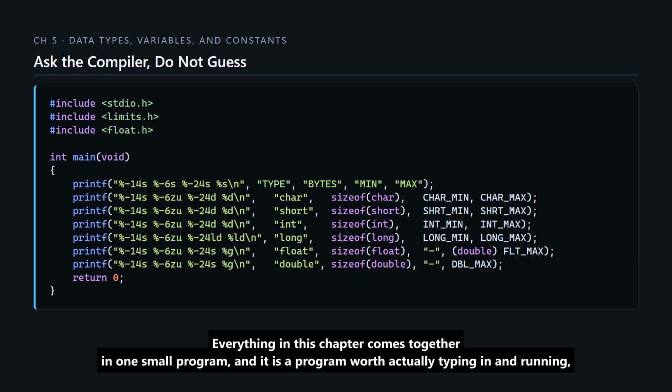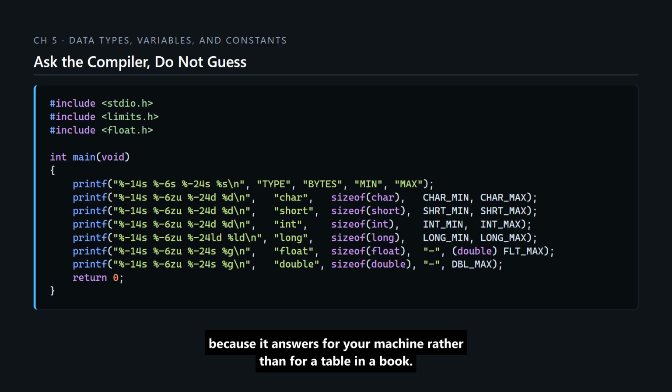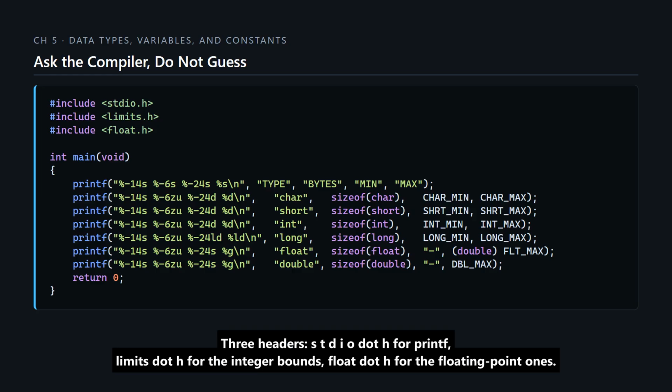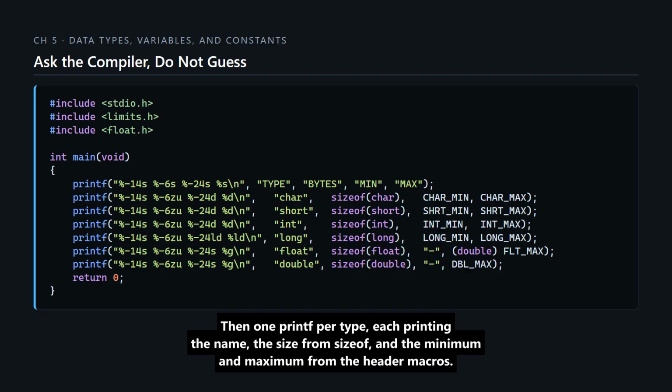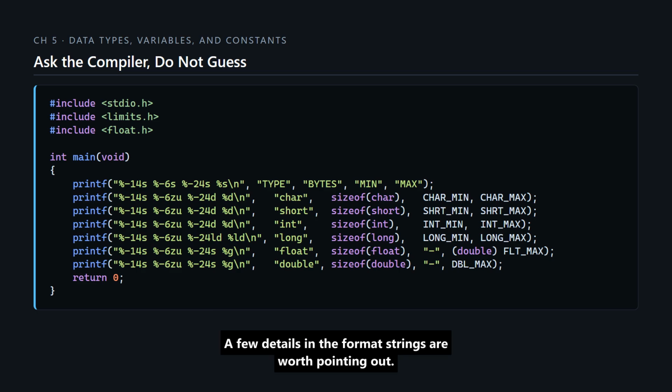Everything in this chapter comes together in one small program, and it is a program worth actually typing in and running, because it answers for your machine rather than for a table in a book. 3 headers: stdio.h for printf, limits.h for the integer bounds, float.h for the floating point ones. Then 1 printf per type, each printing the name, the size from sizeof, and the minimum and maximum from the header macros. A few details in the format strings are worth pointing out.